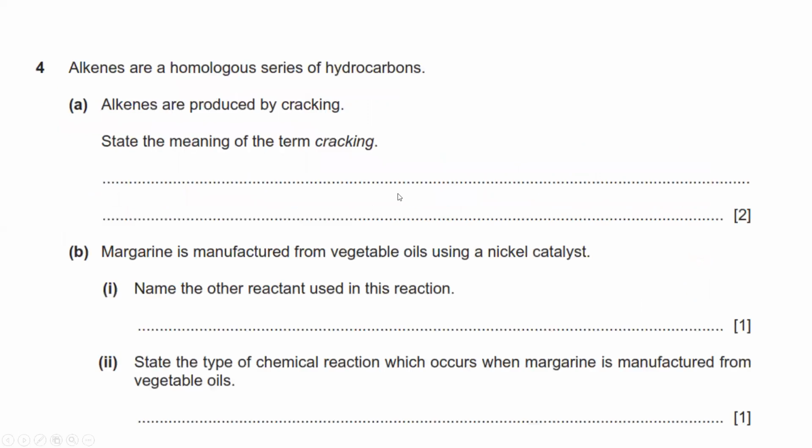Okay. So moving ahead, question number four. Question number four is related to organic chemistry. It says alkenes are a homologous series of hydrocarbons. Alkenes are produced by cracking. State the meaning of the term cracking. So remember, cracking is the breaking down of larger chain hydrocarbons into smaller or short chain hydrocarbons by applying heat.